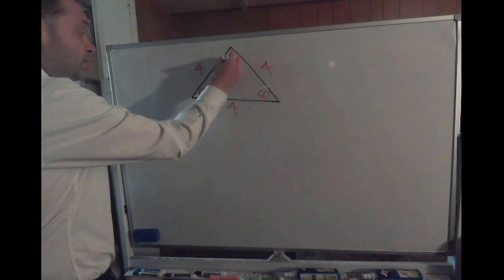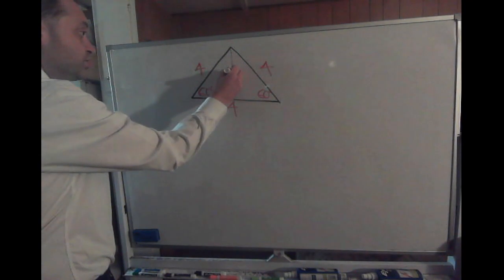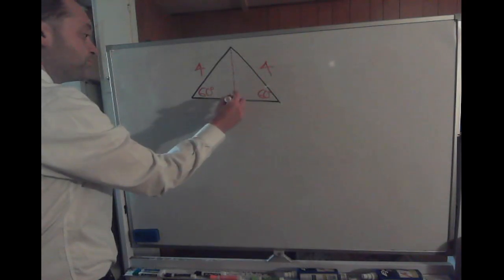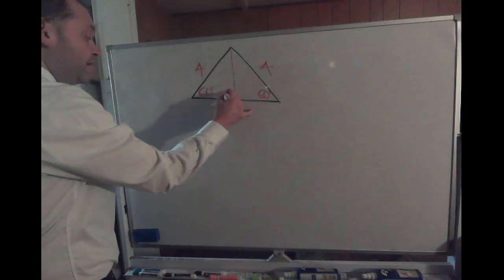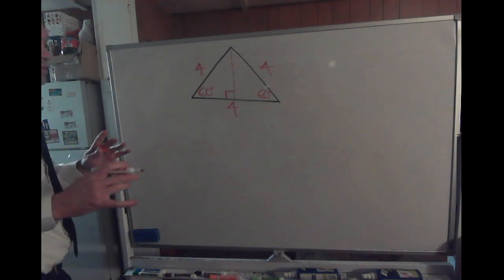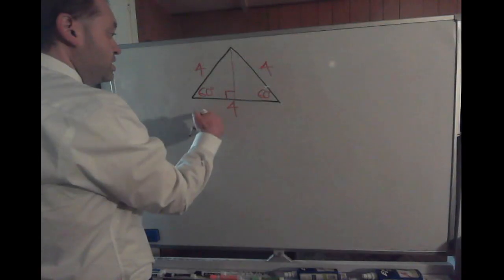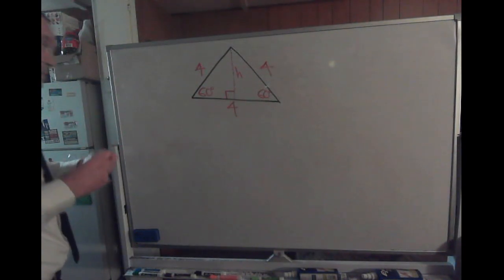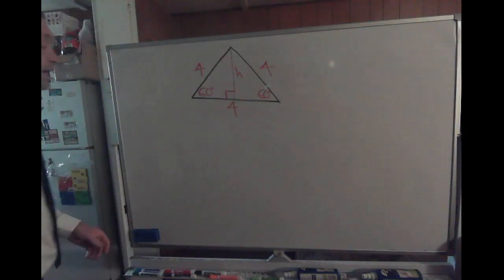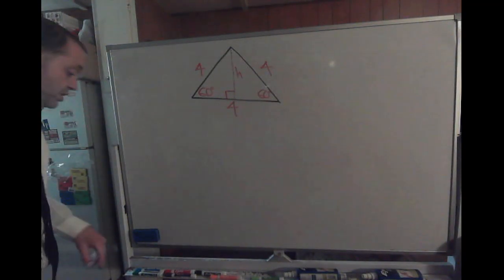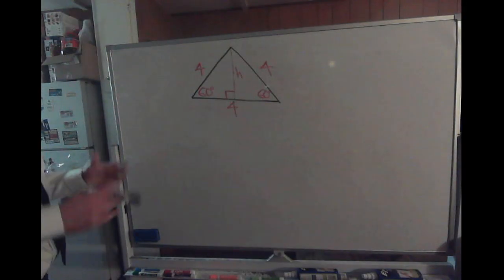So go ahead and draw your auxiliary altitude line from the top vertex down to the base. And then you'll have this split into two right triangles, and this would be your height here, that auxiliary line. Now you have a 30, 60, 90 right triangle you can use to solve for the height.